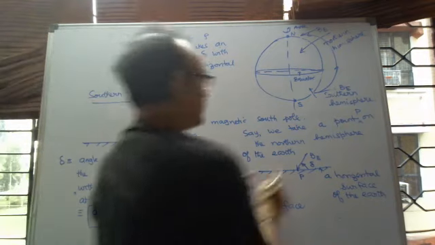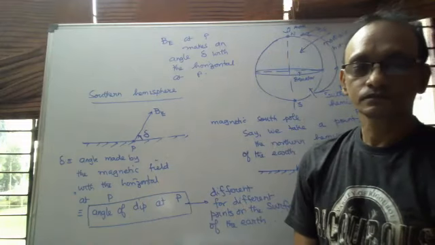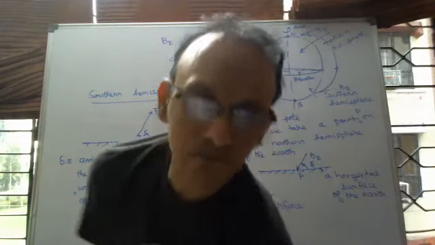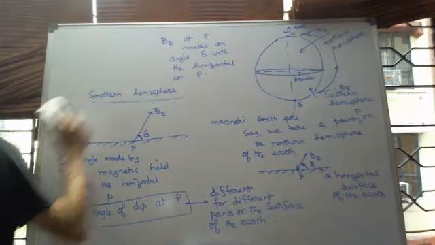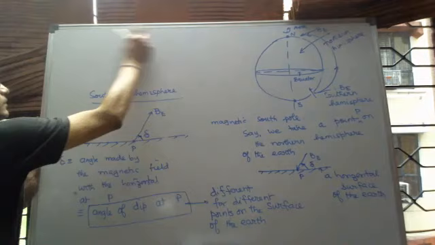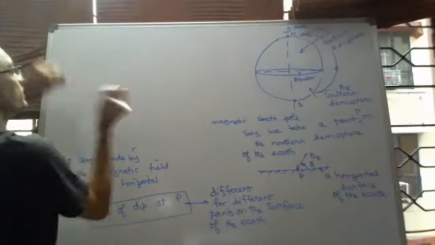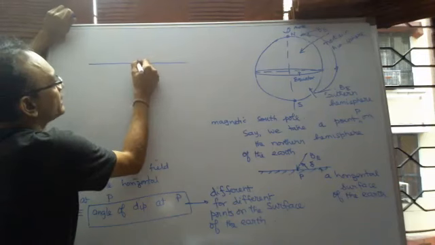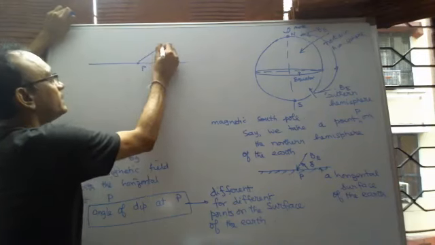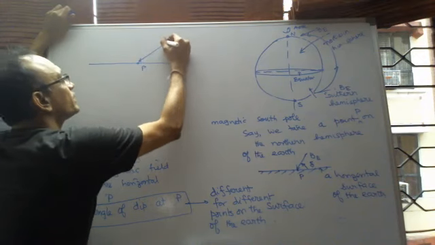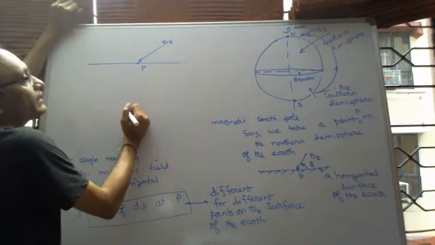ये जो एंगल ऑफ डिप है ये डिपेंड्स ऑन वेयर दिस पॉइंट इज. So whether northern or southern hemisphere does not matter. Suppose I take a point P in the northern hemisphere. उसमें BE कैसा है? BE is going like this on the northern hemisphere, right?